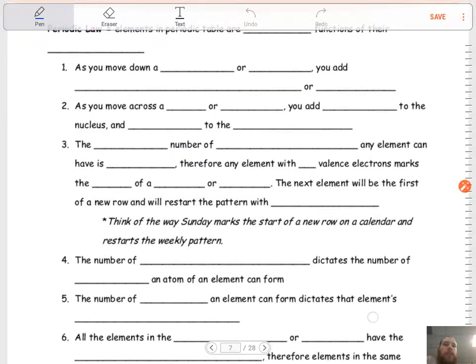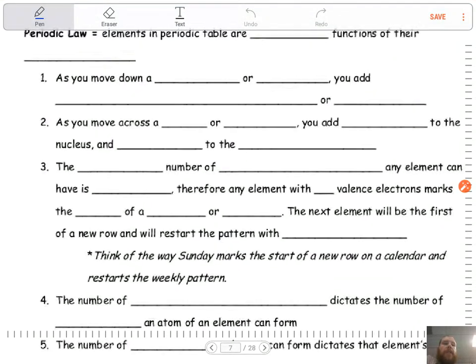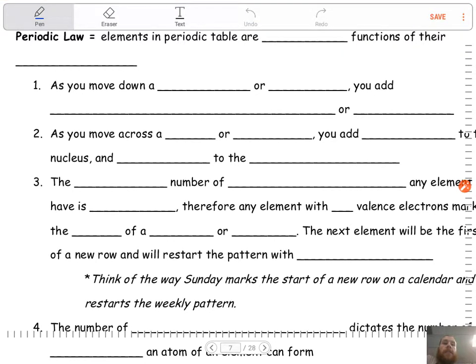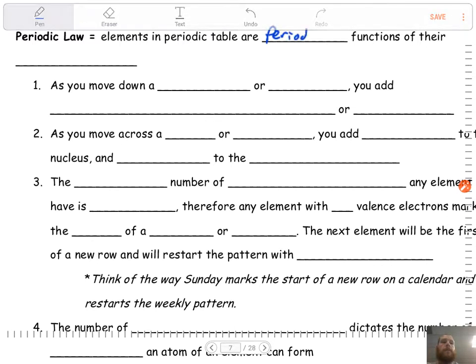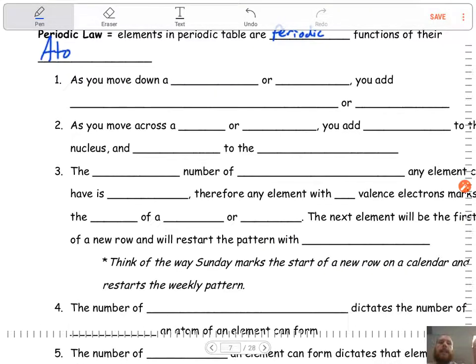Let's go through and talk about this thing called periodic law, because once we found out that we can base it on protons, these other things started coming along, and that's really important for the rest of our unit here. So periodic law just means that elements in the periodic table are what we call periodic functions of their atomic number. And we'll dig into that a little bit as we go.